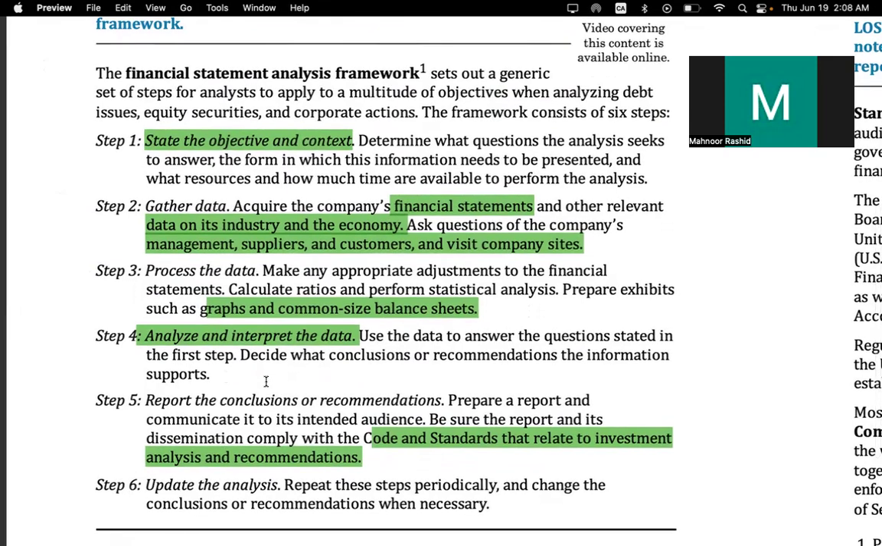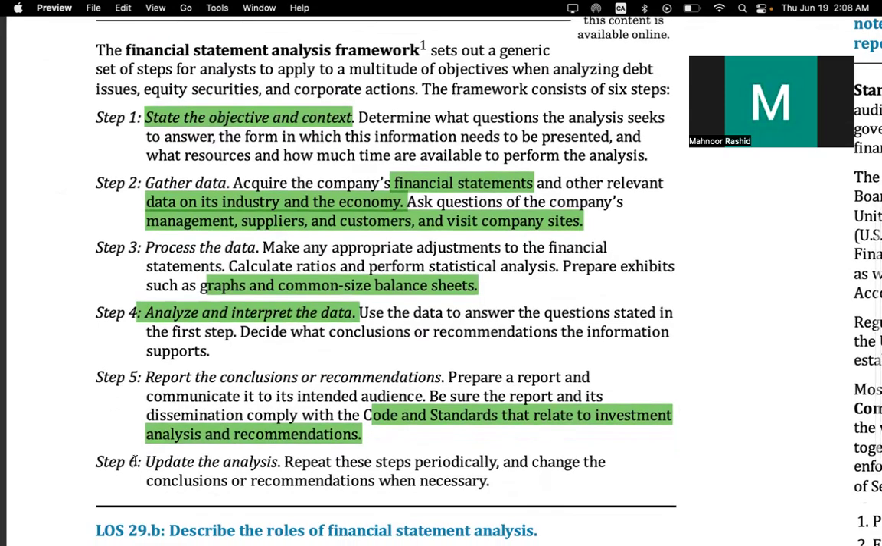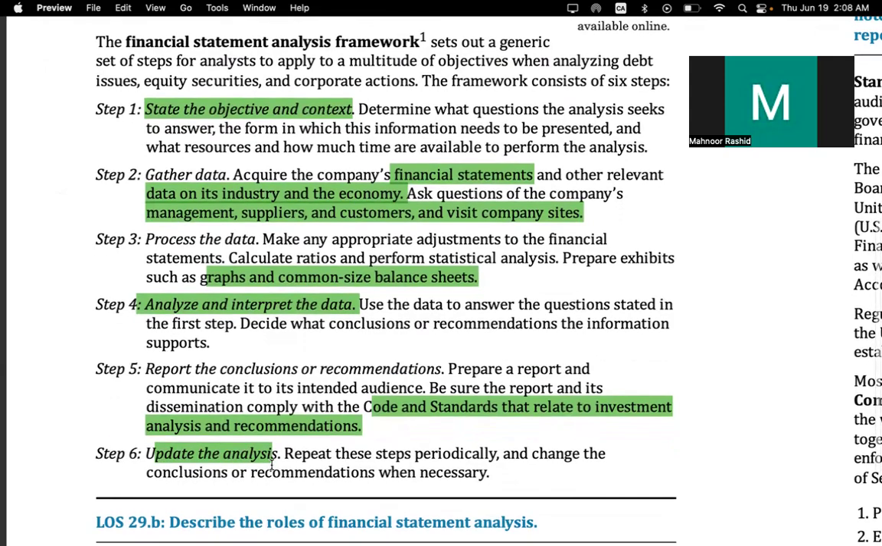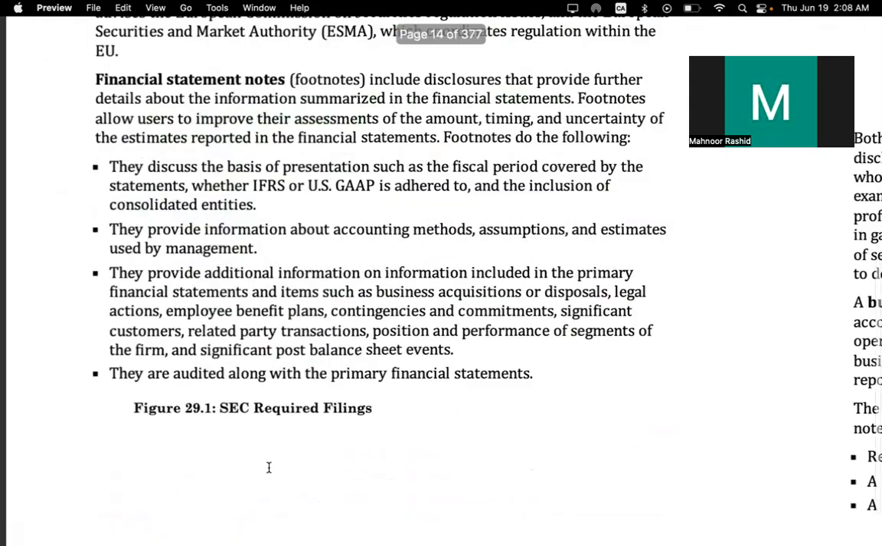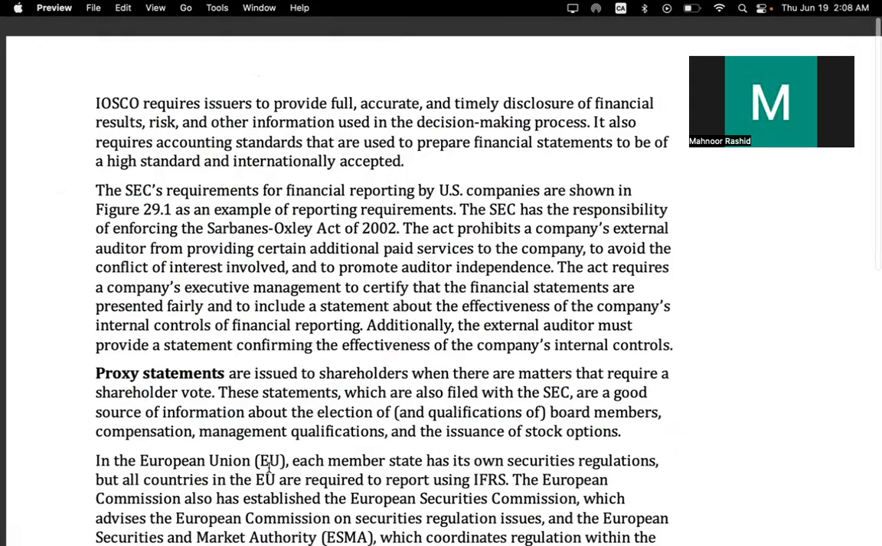Stating the objective and context, processing the data, gathering the data. I mixed it up again. Stating the objective and context, gathering data, processing the data, analyzing and interpreting the data, reporting the conclusions, and then updating the analysis. Very simple 6 steps. Have been questioned before in the exam, so it is important to know them.